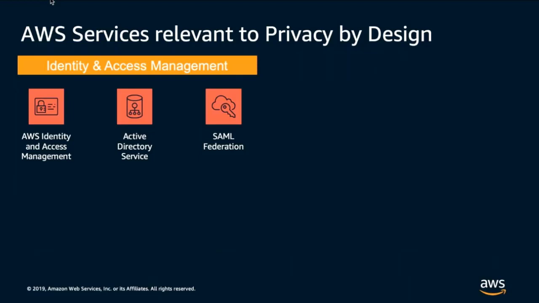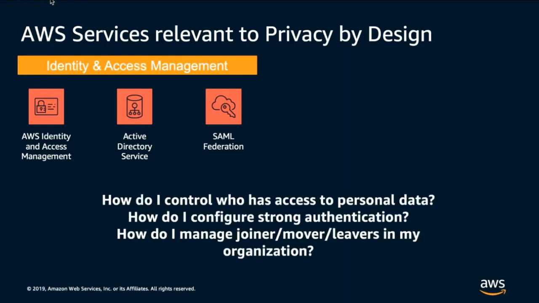So looking first at identity and access management. These help to answer typical questions that people have around data protection. How do I control who has access to data? How do I ensure that strong authentication, such as multi-factor, hardware tokens, SMS, or one-time passwords, are in place when I have individuals accessing personal data? And how do I manage people who are changing environments, who may be leaving the organization?